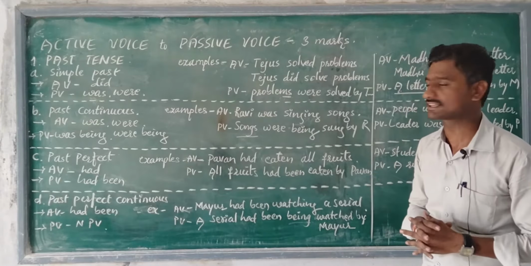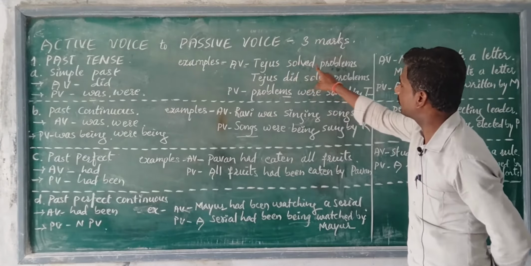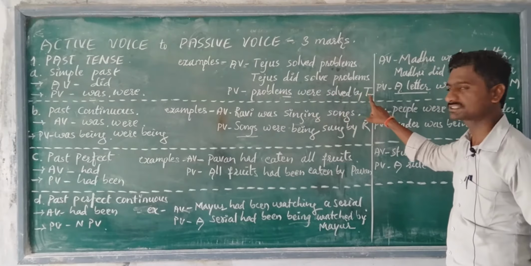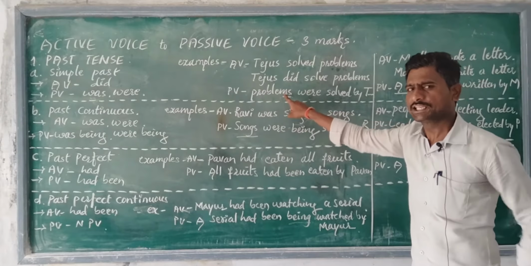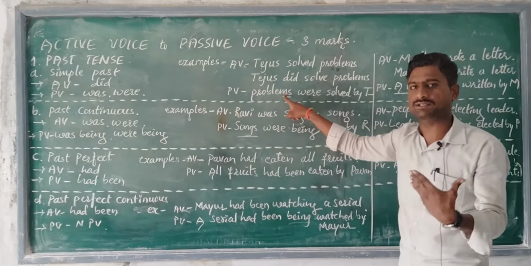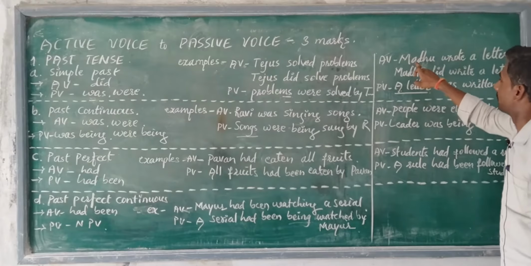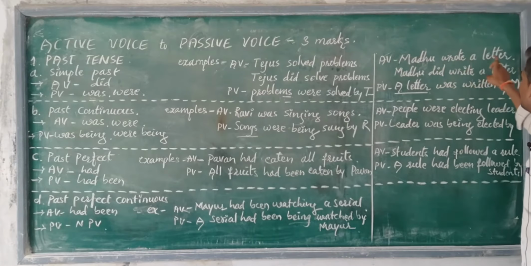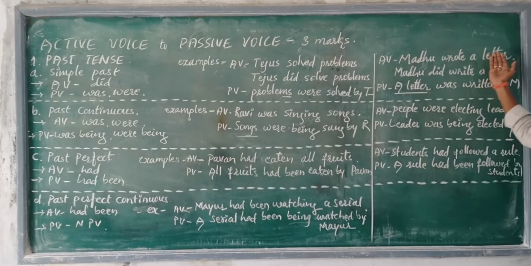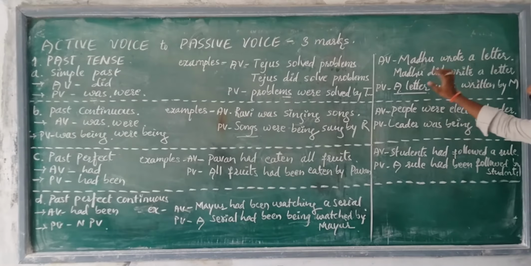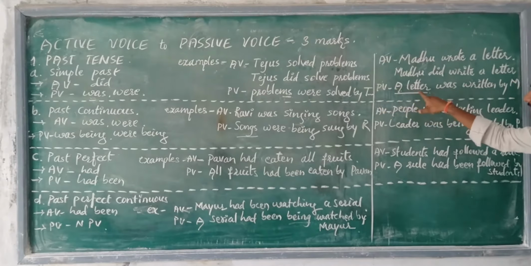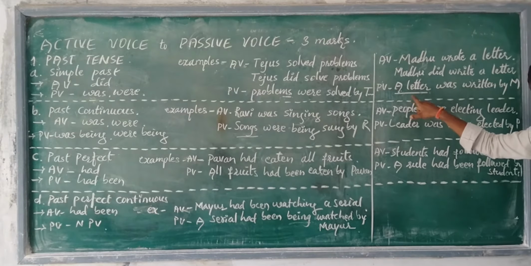Once again, for your understanding: Tejas solved problems. Problems were solved by Tejas. This is plural form. If we use a singular form, then what will happen? See here, the singular form. Madhu wrote a letter. A letter is the singular form of a noun, and when we shift this singular noun into the place of the subject in the passive voice, a letter, singular.